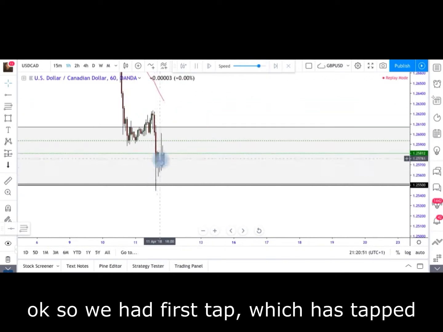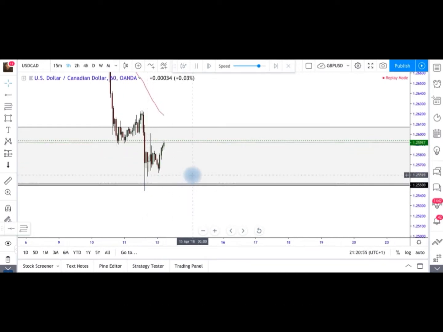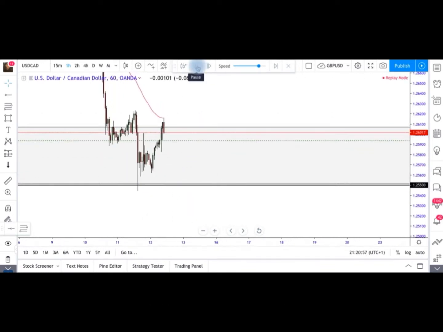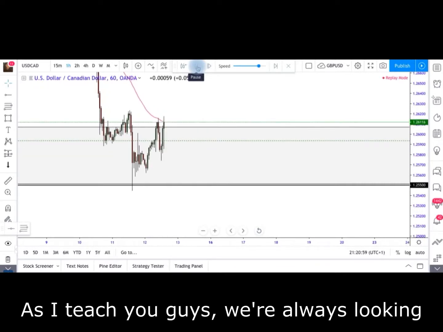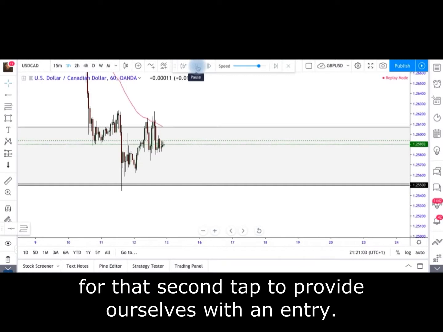Okay, so we've had this first tap, which has tapped our monthly level exactly. As I teach you guys, we're always looking for that second tap to provide ourselves with an entry.